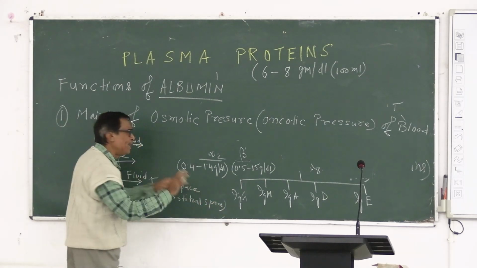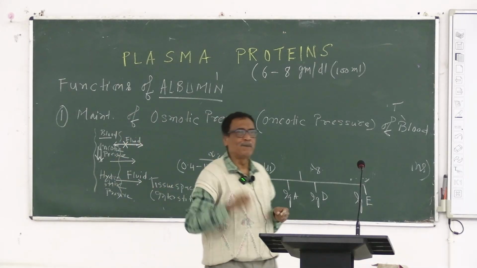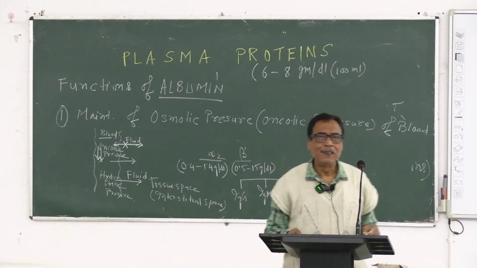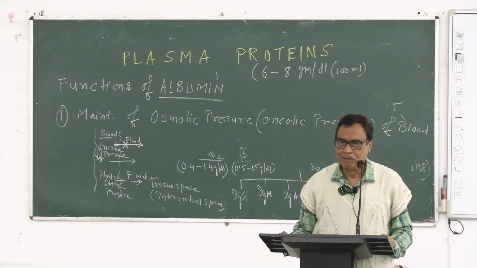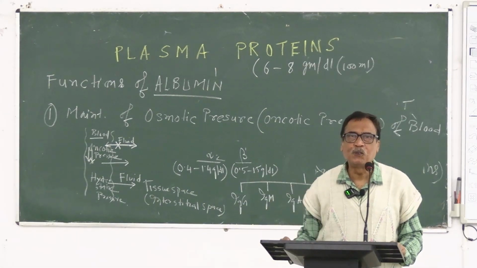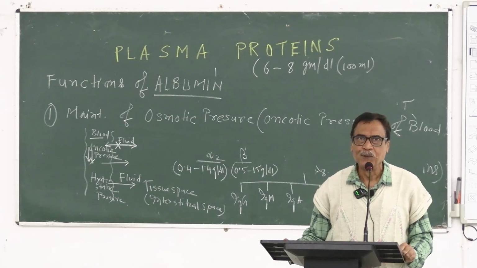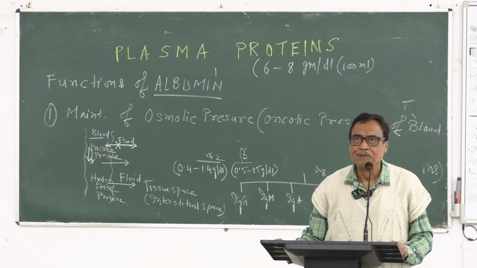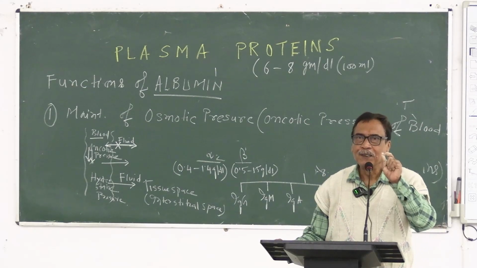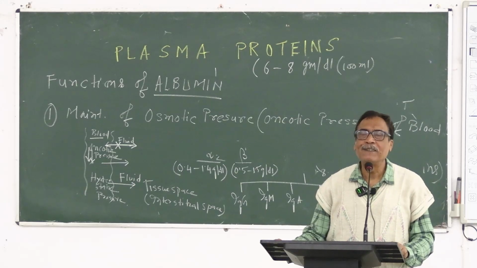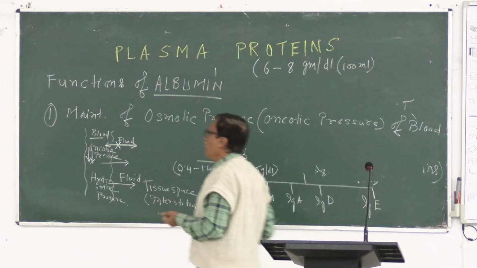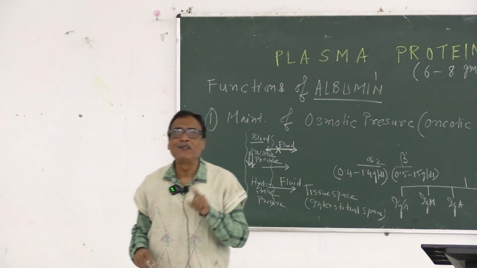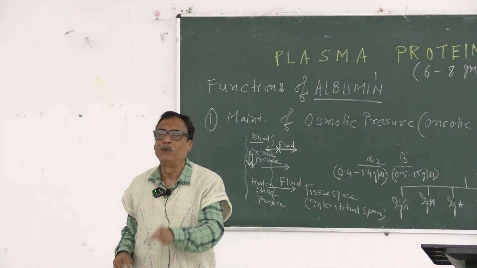If the fluid is accumulated in the interstitial space, in between the cells, it makes a swelling and that is called edema. So what happens with lowering of the albumin? That is edema. Edema will occur when the levels of albumin and proteins are lowered down.